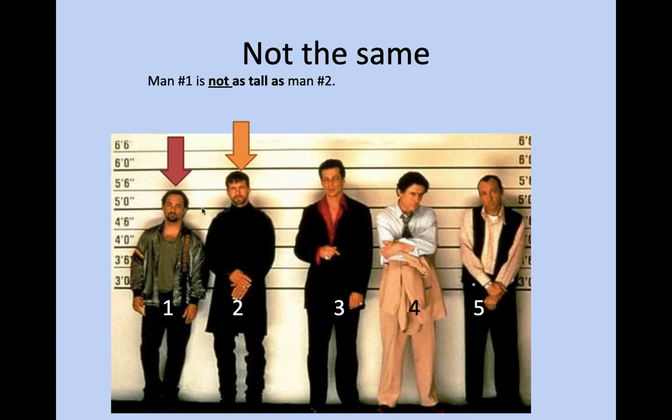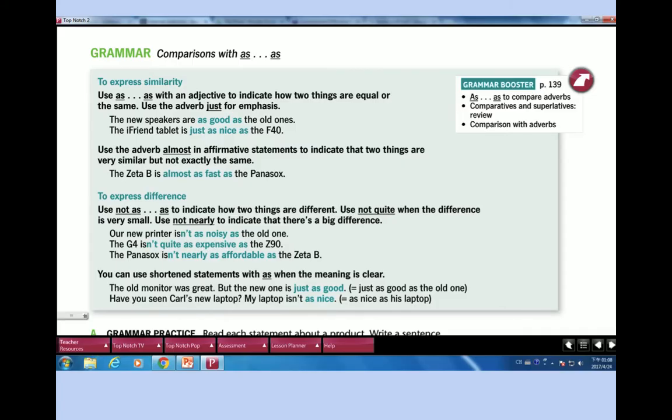Man number 1 is not as tall as man number 2. If we want to reverse it, we also have to change the word. So depending on the adjective or the adverb that you use, we have to change things. So man number 2 is not as short as man number 1. So it can change.